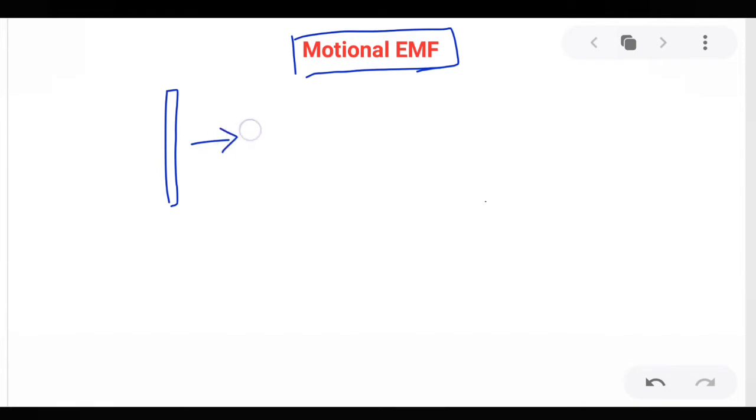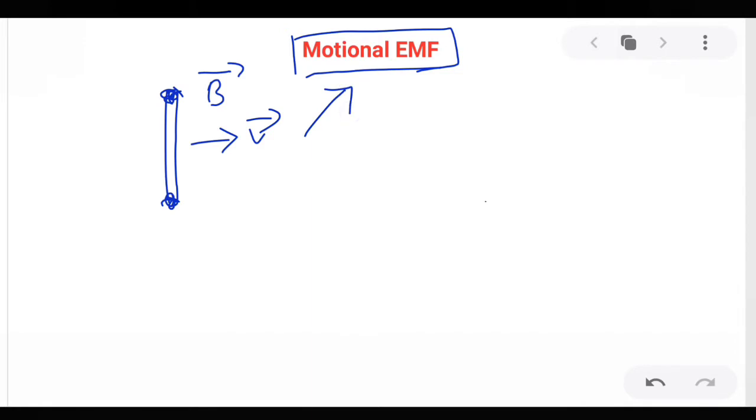Hi everyone. So in this video, we are going to discuss the topic of motional EMF. First, let us understand the meaning of this term. If you have a conductor in the shape of a rod, or for that matter of any shape, and this conductor is moving with some velocity in a region of magnetic field B, then an EMF is developed across the two ends. An EMF is induced across these two ends of the conductor, and this EMF is called motional EMF.